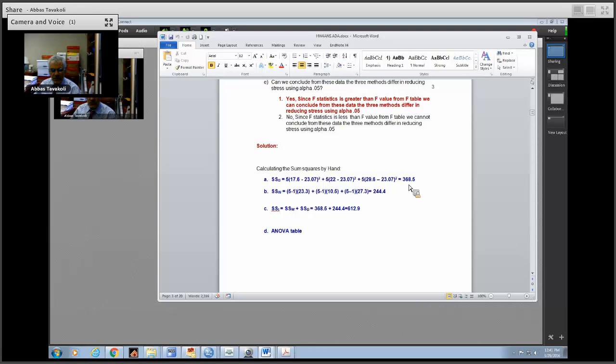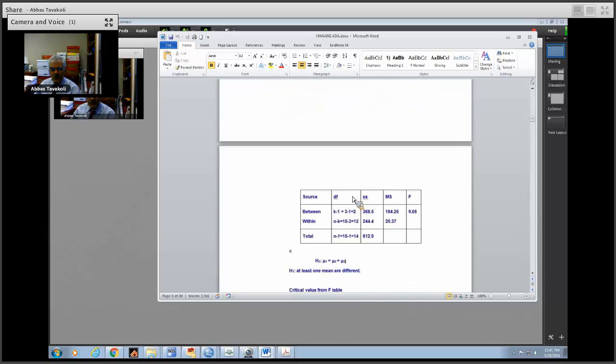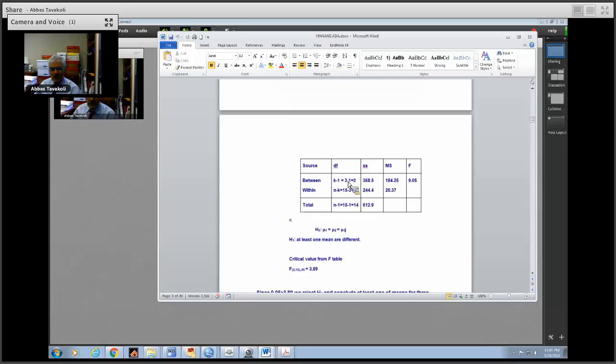For within, you use the variance multiplied by the degrees of freedom for each group, n1 minus 1, 5 minus 1, times the variance for group 1, group 2, and group 3, and you get 244.4. And sum square total is adding these two. So those are your sum square between, within, and total.